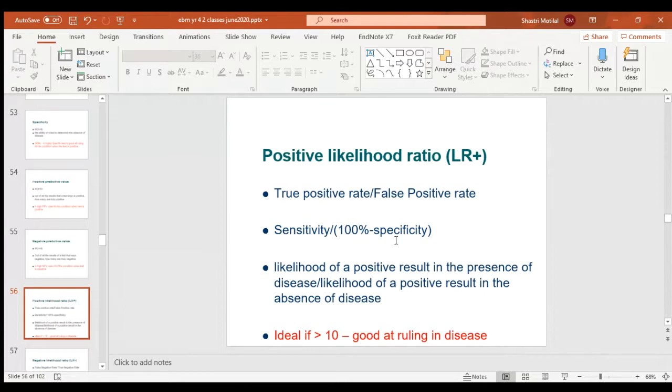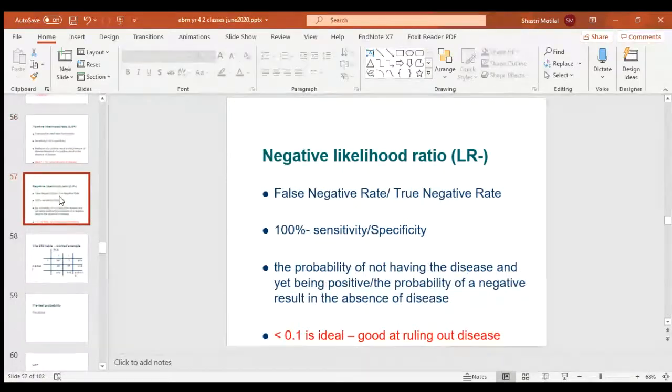If a positive likelihood ratio is 100, it's great. If a positive likelihood ratio is 1,000, it's probably perfect. But that's the idea. That's a positive likelihood ratio. So if the positive likelihood ratio is more than 10, it's good at ruling in any condition. That's the take-home message. And similarly, negative likelihood ratio is the false negative rate divided by the true negative rate.